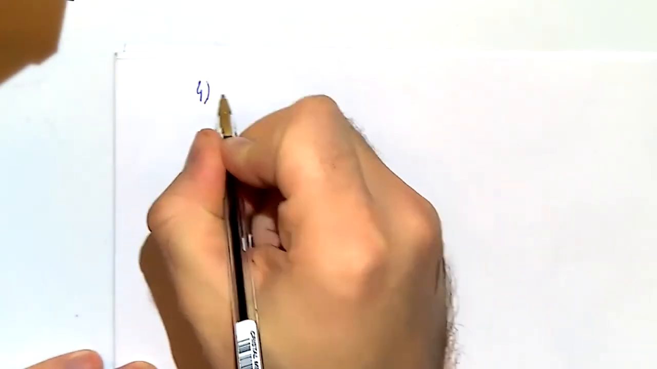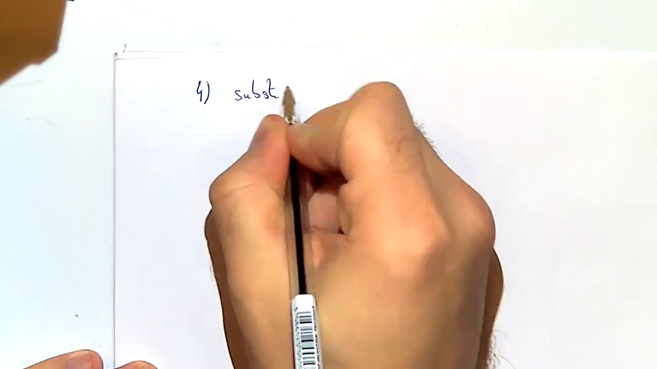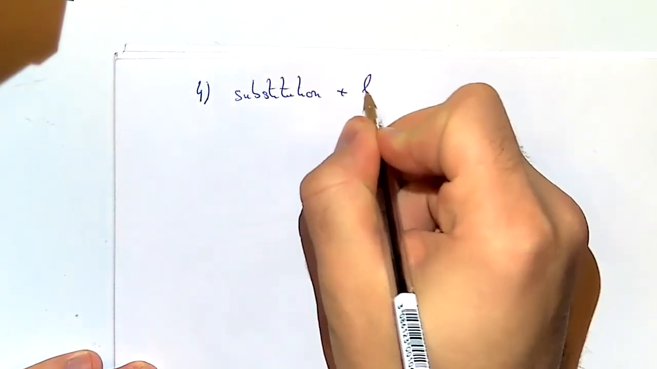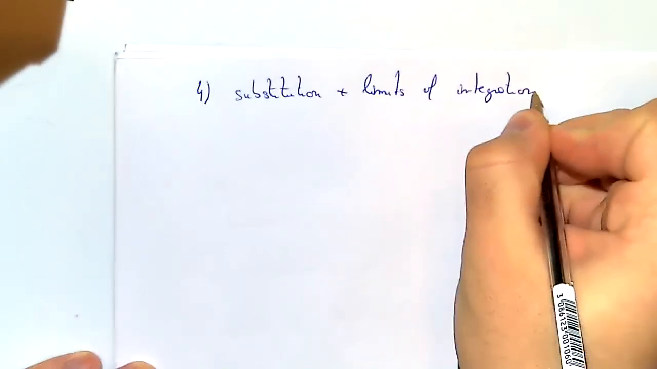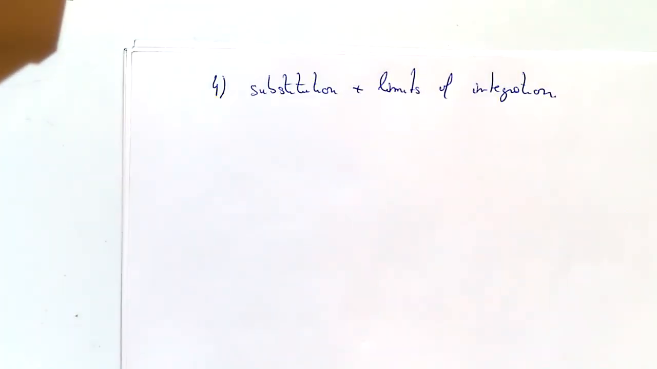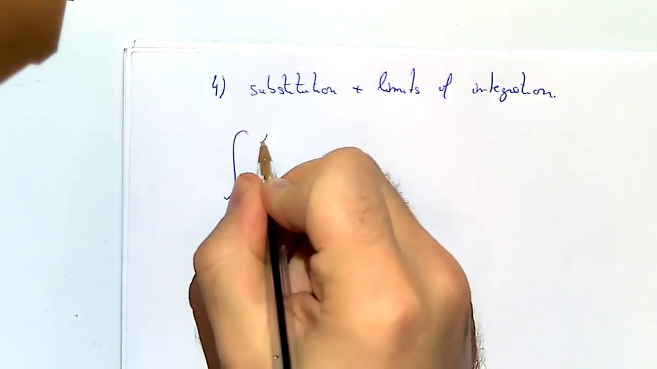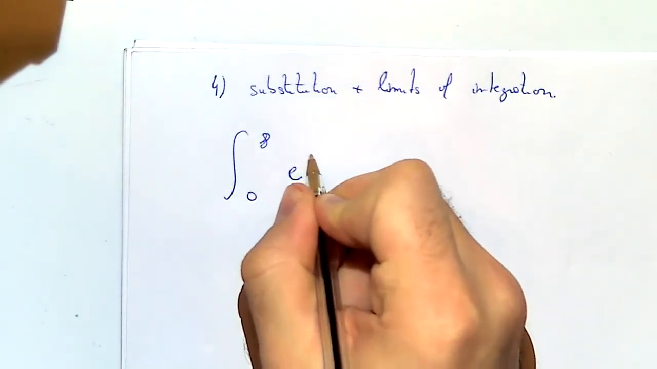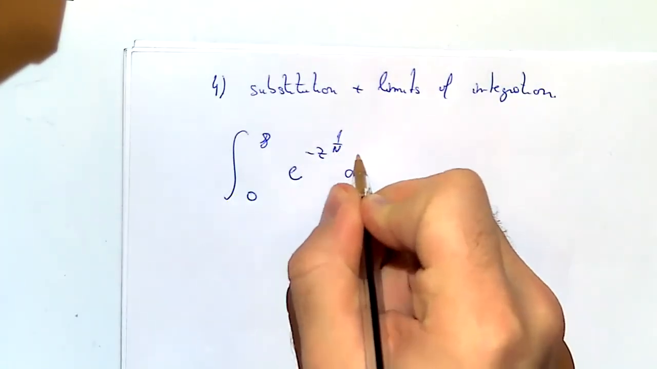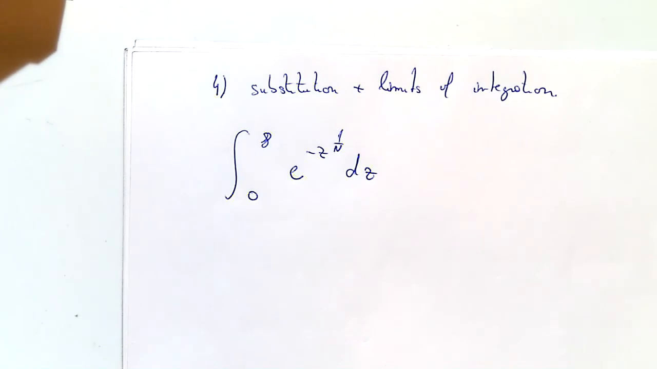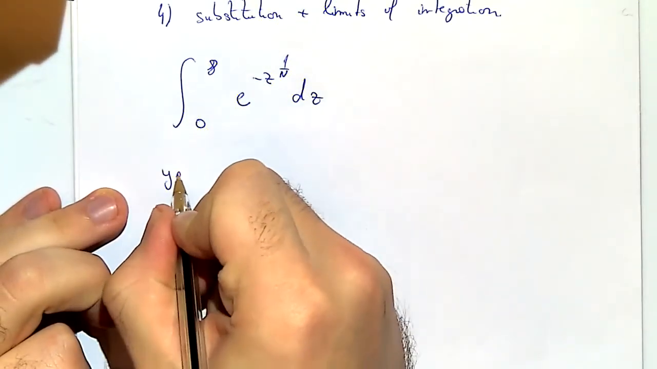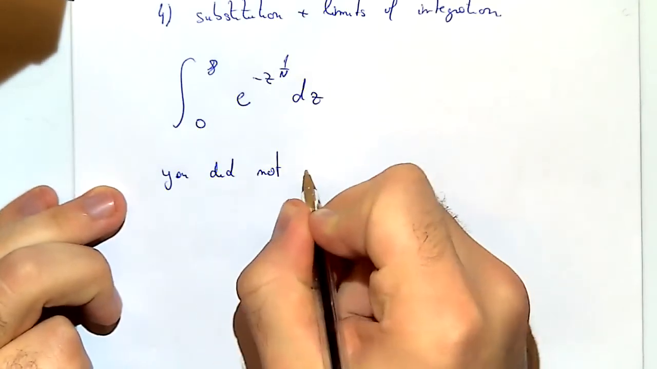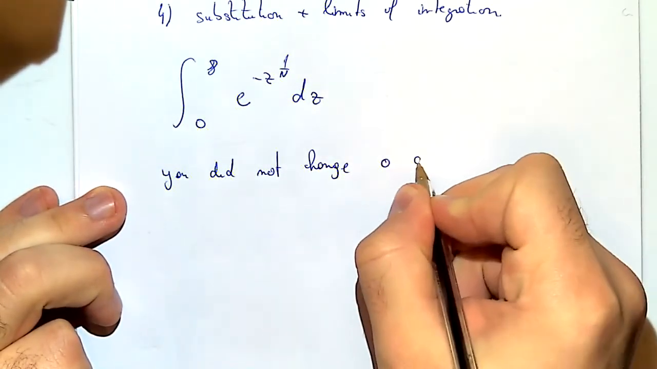Substitution, would be 4. Substitution plus limits of integration. Okay. Most of you had the integral from 0 to 8 of e to the minus z to the 1 over n, whatever, something like this. And then most of you did the substitution correctly and whatnot. But what you did not change were these. You did not change 0 and 8.